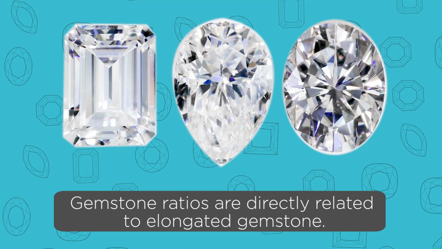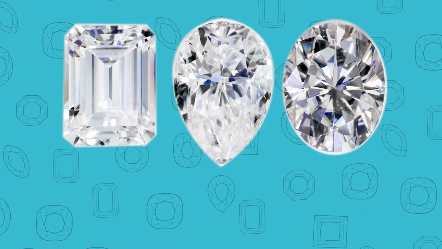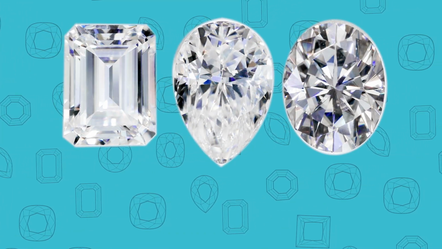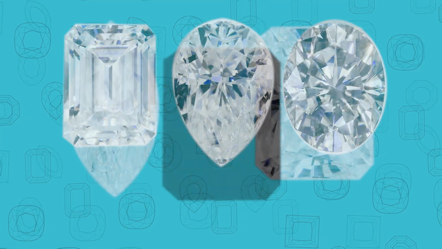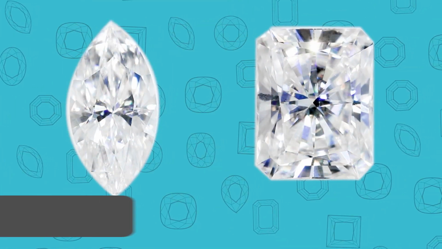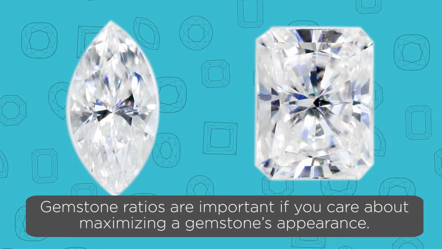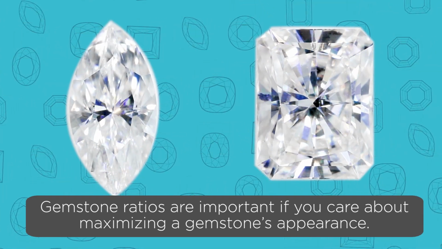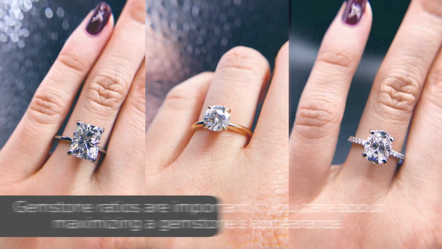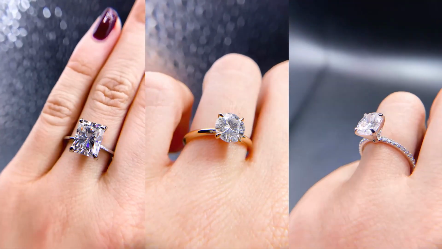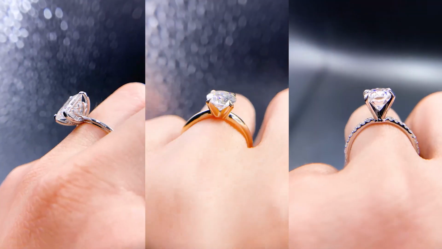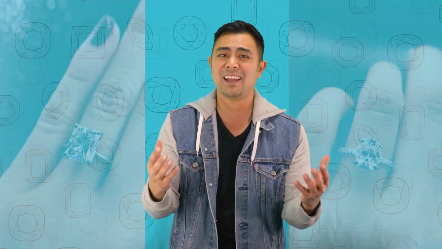So first and foremost, gemstone ratios are directly related to elongated gemstones, and it is important because, number one, it maximizes the gemstone's appearance. In other words, if you are looking to wear a diamond or a moissanite or anything like that on a ring, on your earrings, on a pendant, or whatever it is that you want to set it on, you want it to really maximize the appearance, because that's exactly what people are going for: the appearance of the gemstone, how it sparkles, and at the same time how it looks and feels.